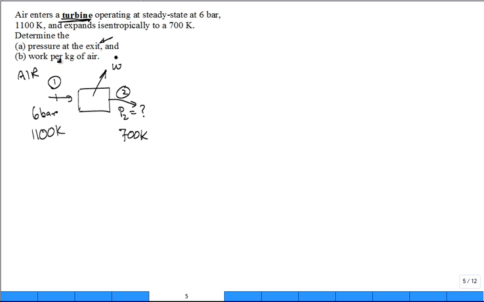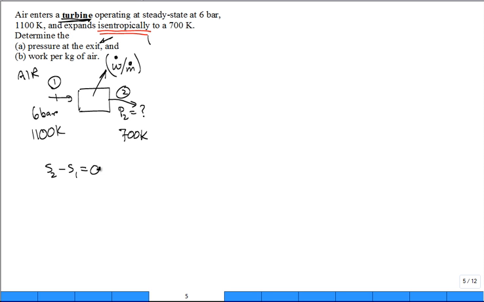And then what is the work per kilogram of air? We're asked to find W dot over m dot. Make sense? Well, let's see some of the key words. It expands isentropically is definitely a key word. So they've already used the second law to conclude that, just by this definition, S2 is equal to S1, or S2 minus S1 is equal to 0.